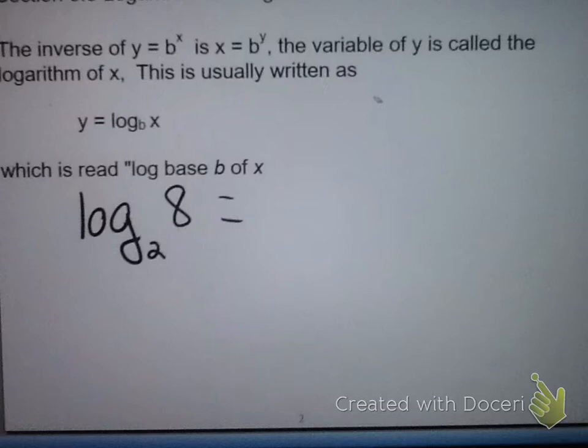This is usually written as y equals log base b of x, or another way we could write it is log base b of x is equal to y. I kind of like the log being on the left side. The way we read this is log base b of x. So your base is a subscript. So it's log base b of x is equal to y.